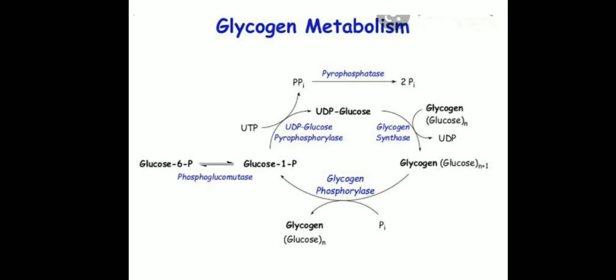So inside our cell, this cyclic form of the glycogenesis and glycogenolysis takes place continuously.